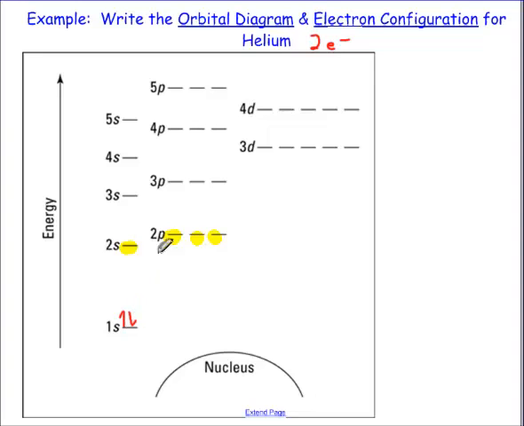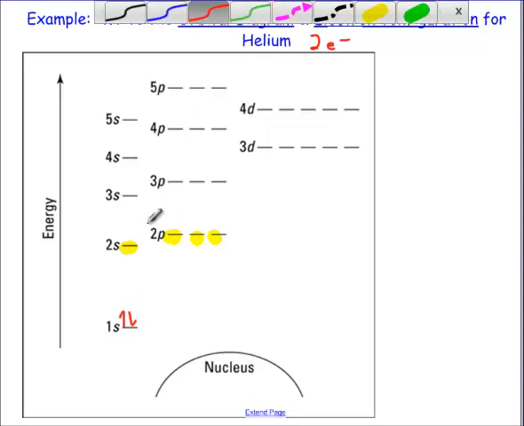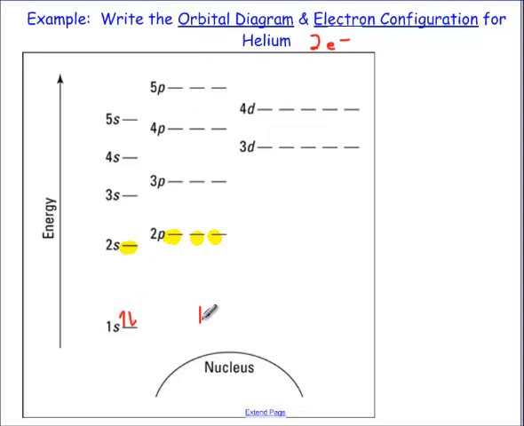So I'm done with the orbital diagram, and now comes time for writing the electron configuration for helium. It's 1s2. First energy level, sublevel shape is s. There are 2 electrons in the s orbital, and now I'm done. Hopefully you're starting to see the pattern here.